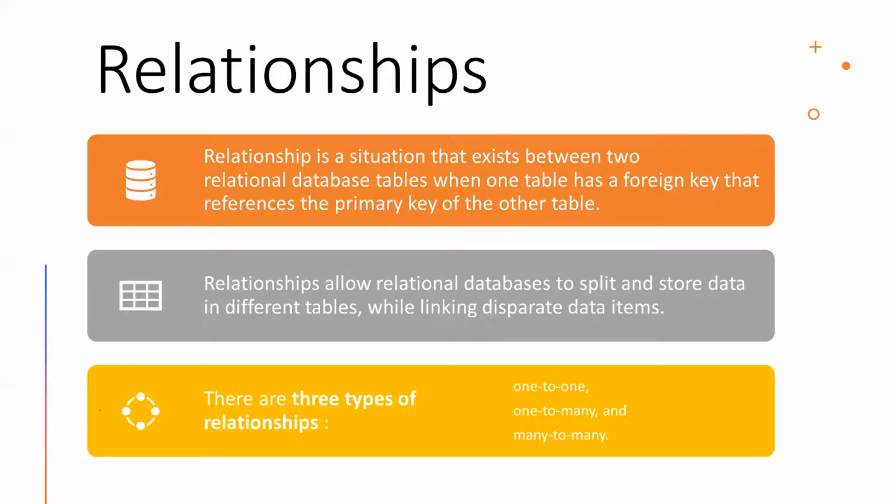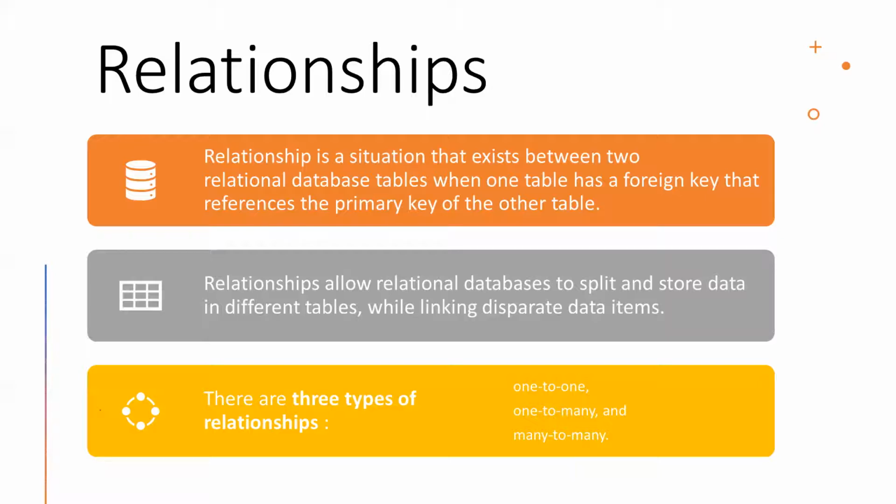Relationships allow a relational database to split and store data in different tables while linking disparate data items. One feature we could cover with relationships is that instead of having a single table containing all the data, we could have separate smaller tables which would then be related through relationships. So we could normalize our data instead of having just one table with a large amount of duplicate data.